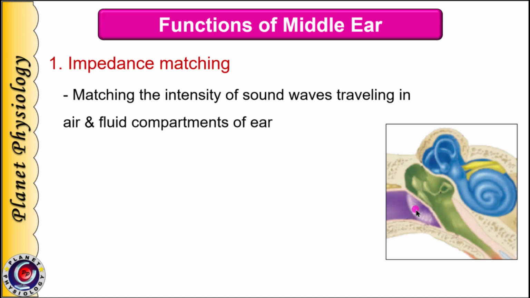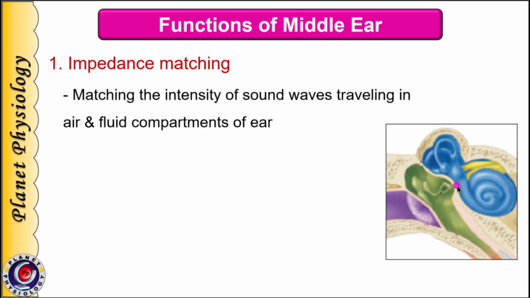As sound waves are transmitted from the air-filled middle ear to the fluid-filled cochlea, they need to exert more pressure on the oval window so that they can be transmitted with the same intensity to the cochlea and hence the auditory receptors.